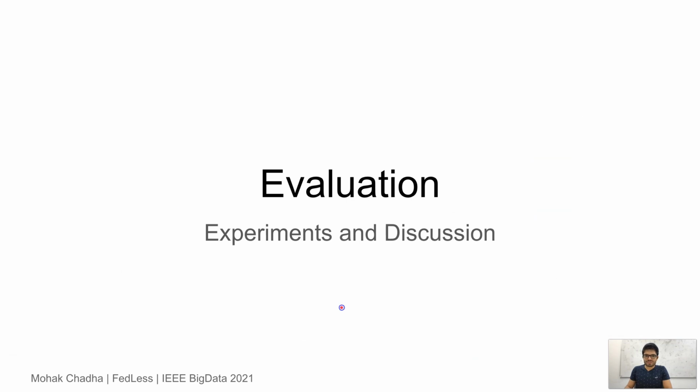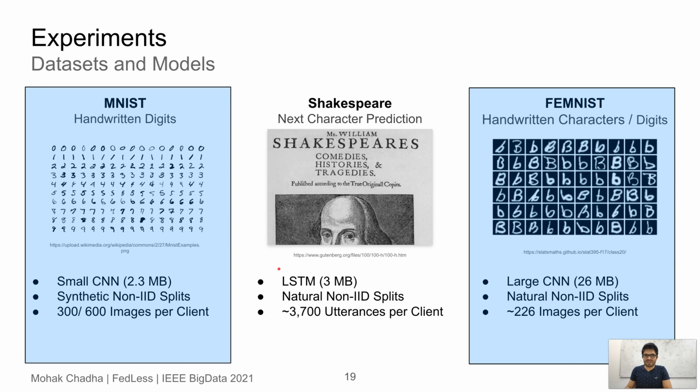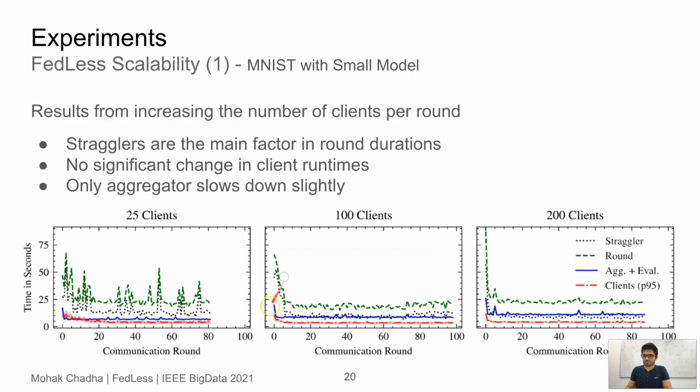Moving on to our experiments. So we tried FedLess with different datasets and different models, but the most important findings can be shown with two datasets, MNIST and FMNIST. MNIST, which is an image classification task with a small ConvNet, and FMNIST, which is an extended version of MNIST with a 10 times larger model. So we deployed the clients across 5 different FaaS platforms.